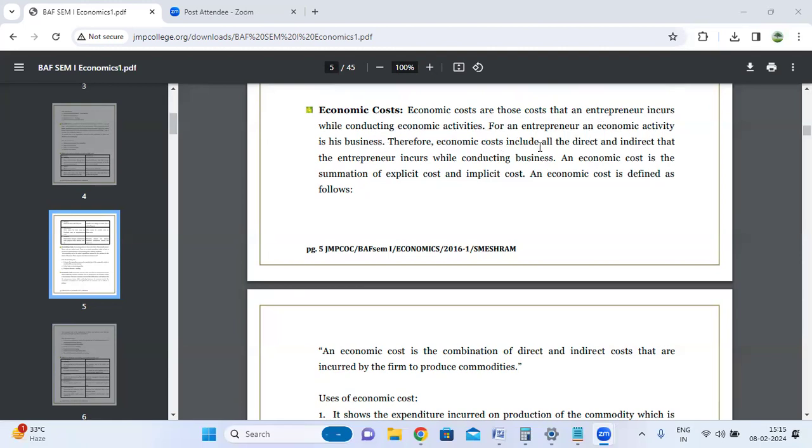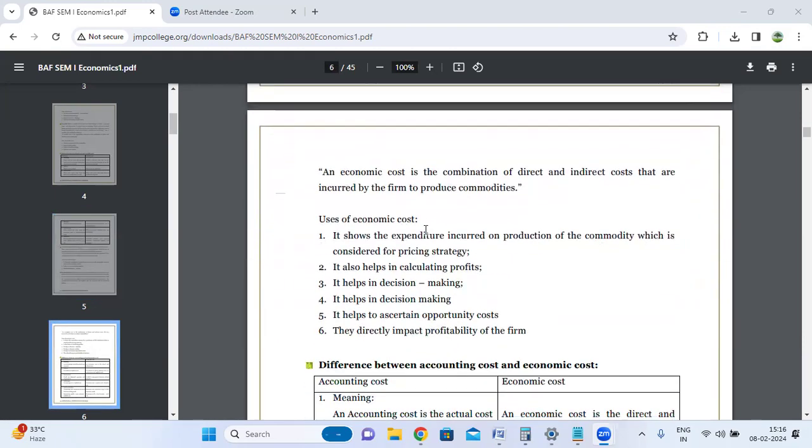Therefore, economic cost includes all direct and indirect costs that the entrepreneur incurs while conducting the business. An economic cost is the summation of explicit cost and implicit cost. So it is also direct and indirect, and it occurs in an economic activity, for example an entrepreneur's business.